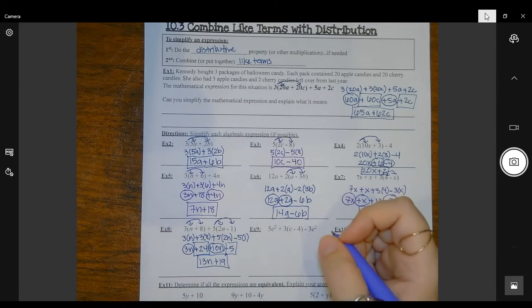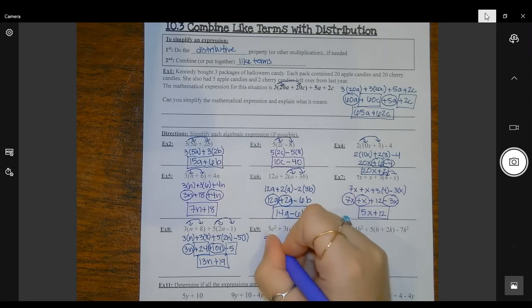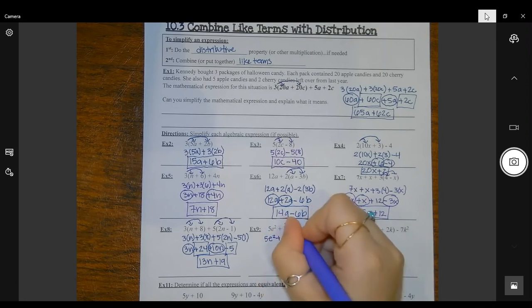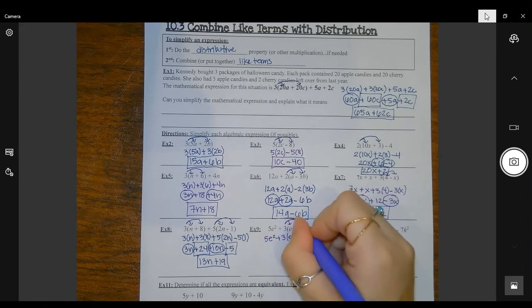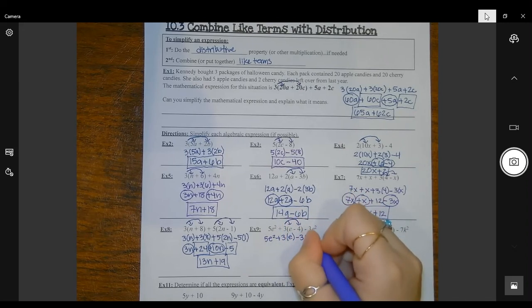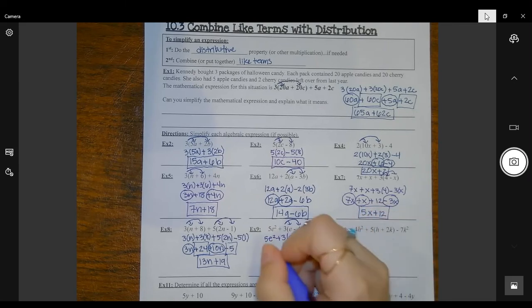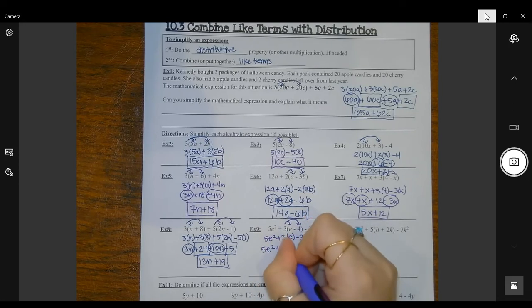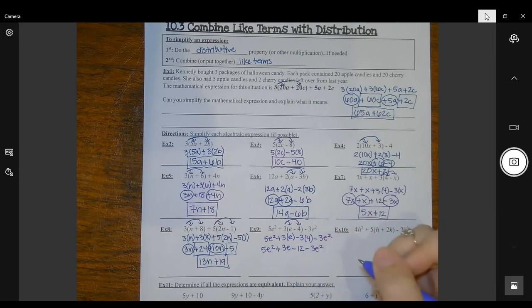I mean, you can always pause and try them yourself and then unpause it and come back if you want to challenge yourself. Okay? Let's see. You have 5e squared plus, now you have the 3 times the e. Bring down your minus. Then you have the 3 times the 4. And then minus 3e squared. Okay, so let's simplify this. You have 5e squared plus 3 times e is 3e, minus 3 times 4 is 12, minus 3e squared.